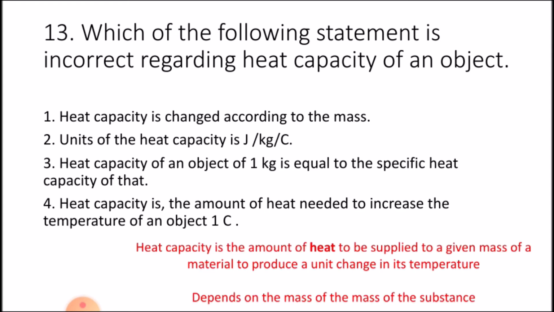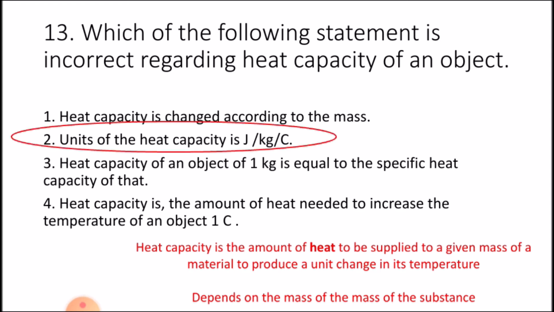So for this, we need to get an idea about what is meant by heat capacity. Actually, heat capacity is the amount of heat to be supplied to a given mass of a material to produce a unit change in its temperature. So even from the definition you can get an idea that the mass is an important factor. It means heat capacity depends on the mass. Higher the mass, higher the heat capacity.